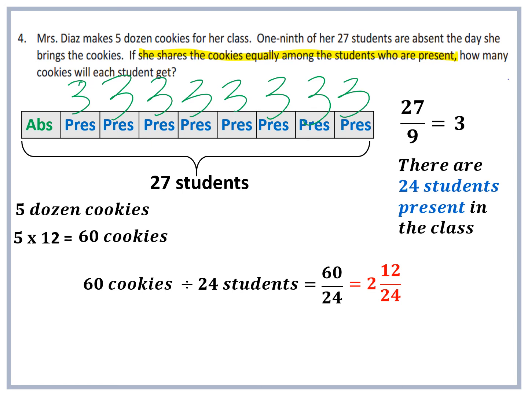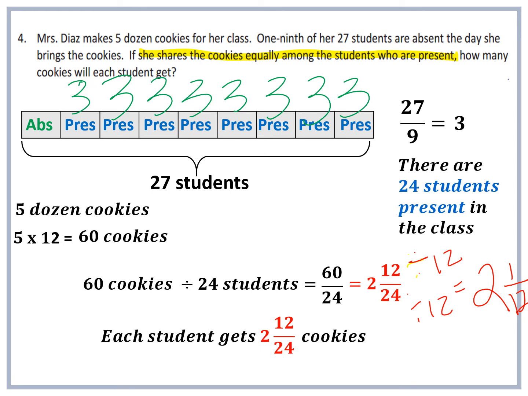You can simplify 2 and 12 24ths by dividing by 12 12ths. Let me write this properly so you can see it. You can divide by 12 twelfths and you would get 2 and 1 12th. Both of those answers are perfectly correct. So our final answer would be that each student would get 2 and 12 24ths or 2 and 1 12th cookies. And remember, this is only for the students who are present, not who are absent.